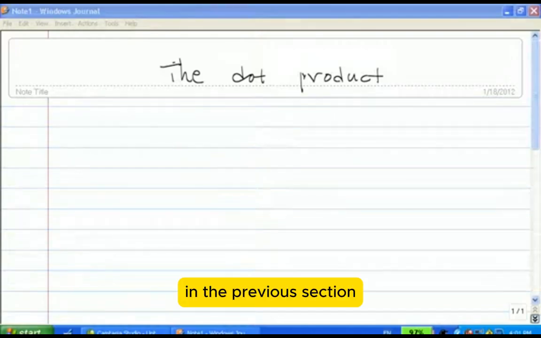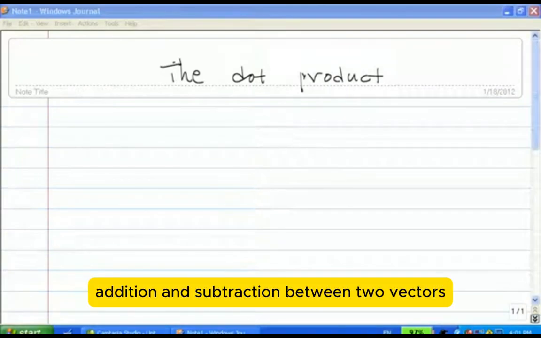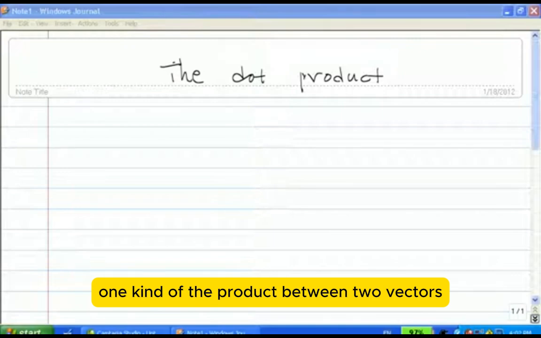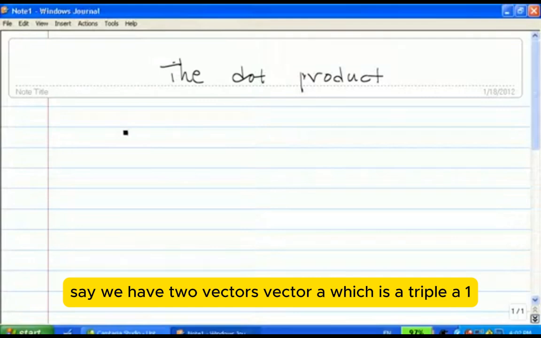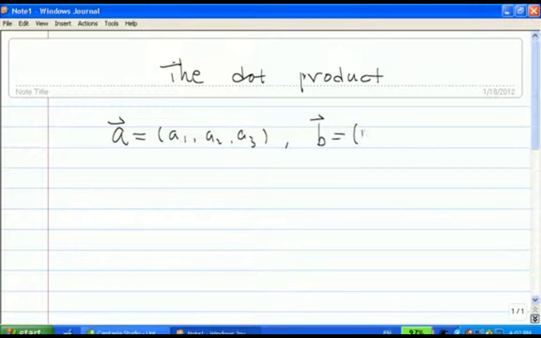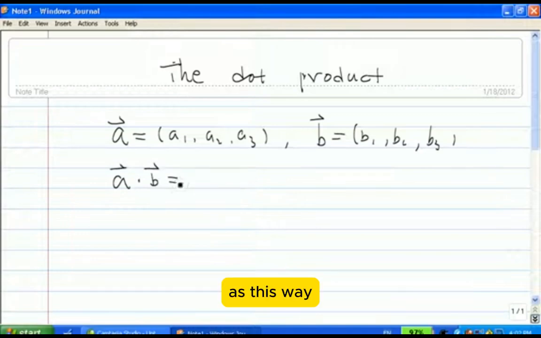In the previous section, we defined addition and subtraction between two vectors. In this section, we will learn one kind of product between two vectors. Say we have two vectors: vector A, which is a triple, A1, A2, A3, and a vector B, B1, B2, and B3. Now we define a dot product between two vectors this way.